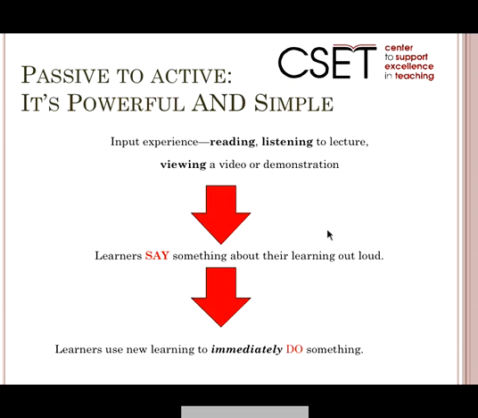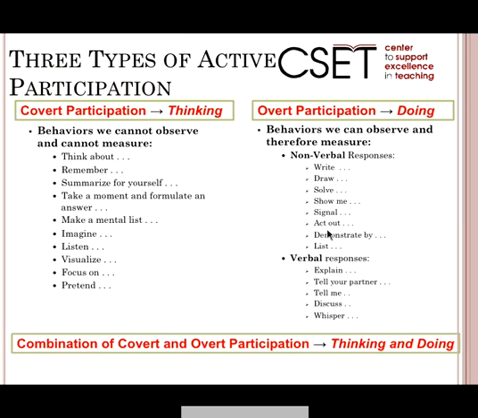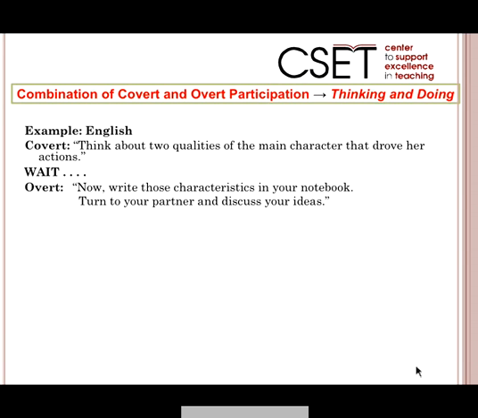Here, the next couple of slides are now talking about passive to active, and how you can get that to happen is by moving from covert to overt behavior. So covert is the behaviors that we cannot observe. We talked about those non-observable behaviors in our issue of writing objectives. Think about, remember, summarize. So this is really the thinking that you want the students to do. And then you're going to follow up that thinking part of the question with a doing. So write, draw, explain. So you do a covert plus an overt. We'll make it a thinking and doing question. So here's an example.